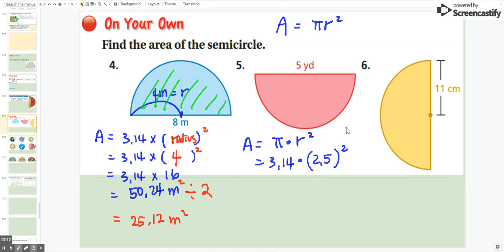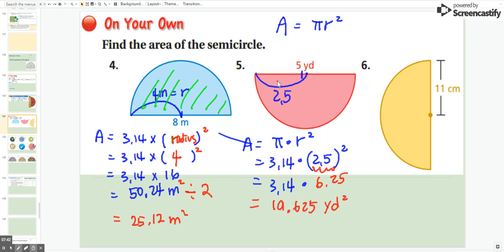So what's the radius here? It's only 2.5, not 5. So be careful, it should be 2.5. 3.14, and if you multiply 2.5 times 2.5, it is 6.25. So if you multiply these two numbers together, it's going to be 19.625 yards squared. And we're only looking for the half circle, so divide by 2. So the answer is 9.8125 yards squared.